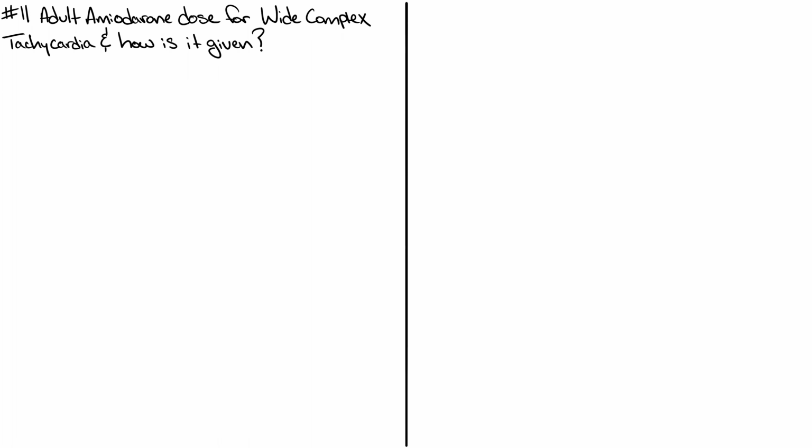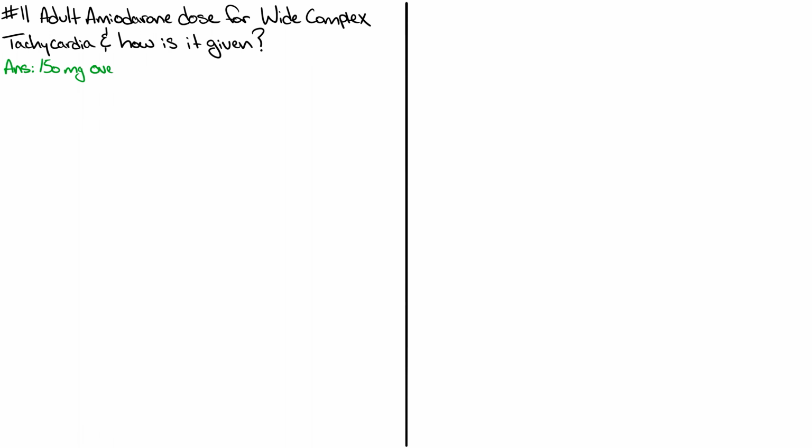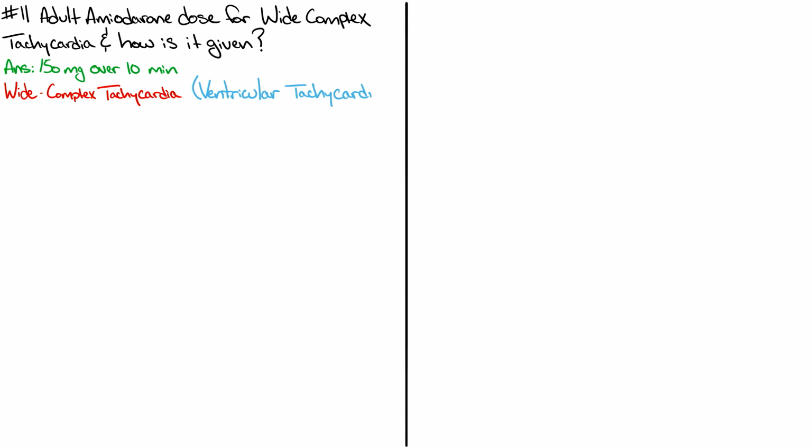Alright, let's jump back to question 11. What is your adult dose for amiodarone given to a patient with wide complex tachycardia? The answer here is going to be amiodarone at a dose of 150 milligrams over a period of 10 minutes. So when talking about wide complex tachycardia, with this question specifically, we mean ventricular tachycardia.